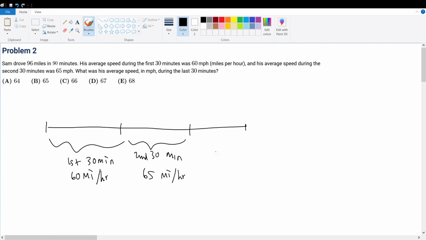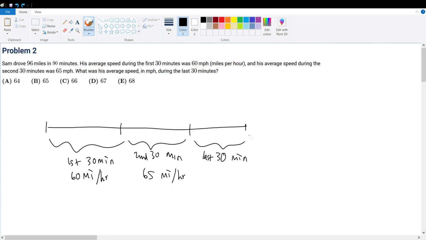What was his average speed in miles per hour during the last 30 minutes? So this is the last 30 minutes, right? And we're trying to find the average miles per hour. So to do this, let's first consider this information. He drove 96 miles in 90 minutes.